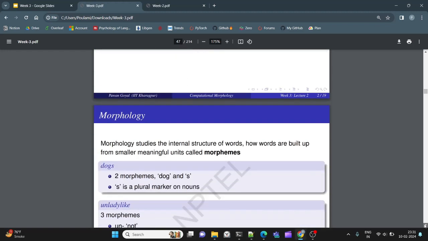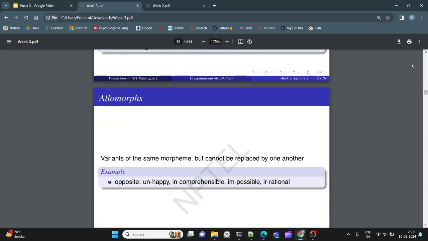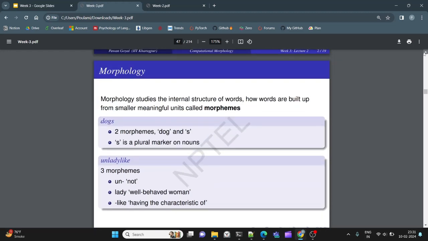So just to clarify, as mentioned, morphology studies the internal structure of words and how words are built from smaller meaningful units called morphemes. We were previously discussing the word cats. Here dogs is given. In dogs we have two morphemes, dog and s. Dog would be the stem or the root of the word. S would be the plural marker that you can observe on nouns.